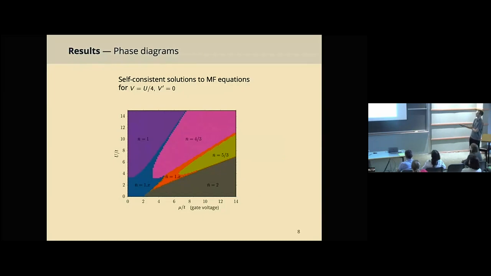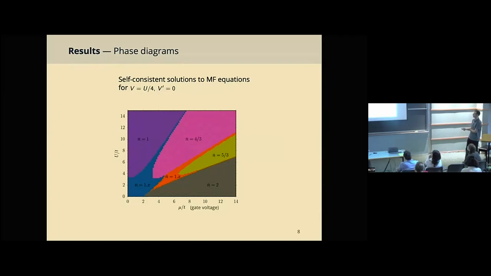So this is only basically for on-site and nearest neighbor repulsion V. So here we have fixed some value. The y-axis is U over T, so you crank up interaction as you go to the top of the phase diagram. And here I'm tuning the gate voltage, and I'm using mostly positive chemical potentials. So that means that I'm basically electron doping my system, or hole doping in the Moiré language.